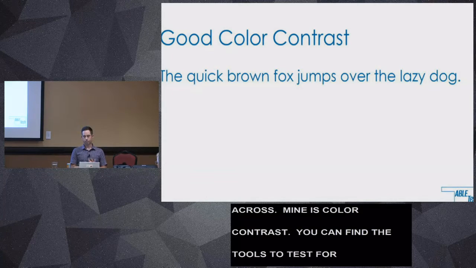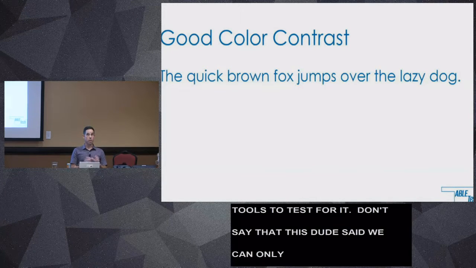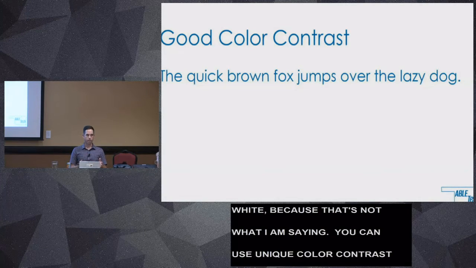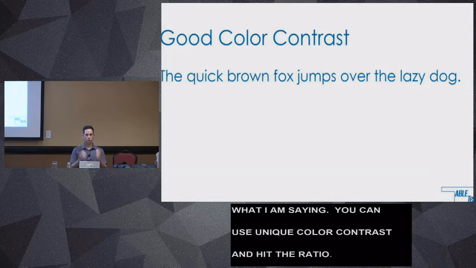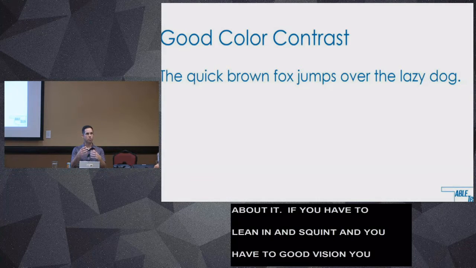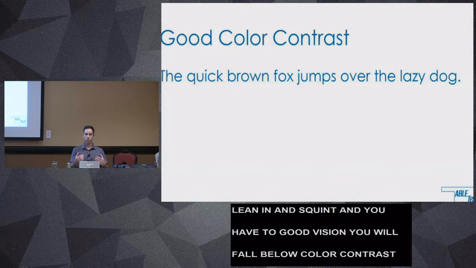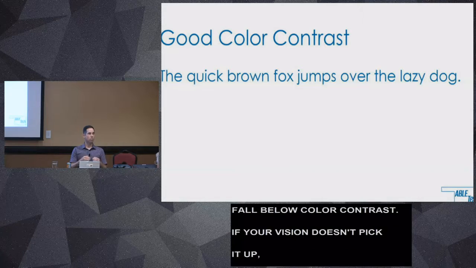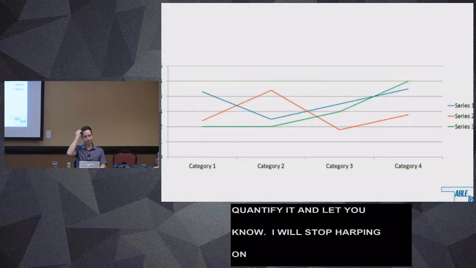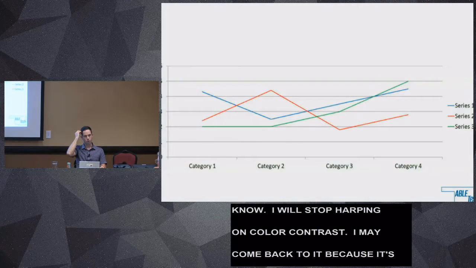Don't at all say, please, that this dude Rob from Oklahoma said we can only use black and white, because that's not what I'm saying at all. You can use some unique color combinations and still hit color contrast ratio. Just think about it. If you have to lean in and squint and you have pretty good vision, you're probably going to fall below color contrast. If your vision doesn't pick up contrast very well, there are tools that will, again, quantify it and let you know. Good to go, according to standards. I'll stop harping on color contrast. I might come back to it. It's a big pet peeve because it just seems like such a literally overlooked thing in many ways.